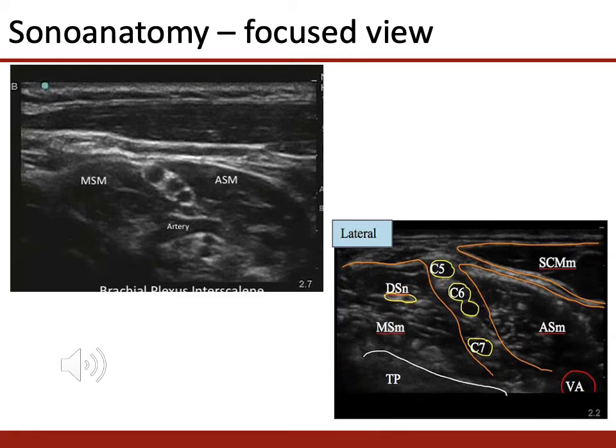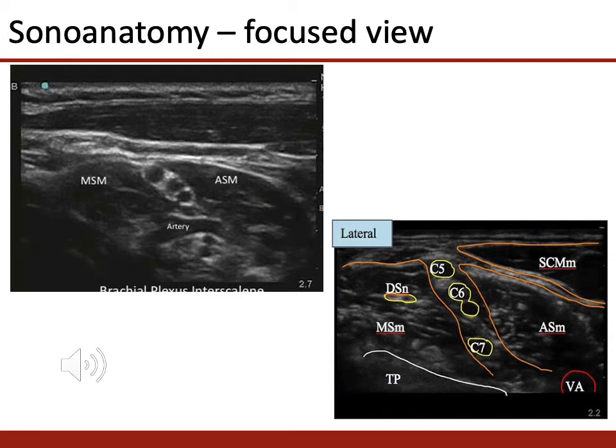So here we can take a more focused view to look at the anatomy at the interscalene level. So this is a very typical sonoanatomy image at the interscalene level. We can see the brachial plexus sandwiched between the anterior and middle scalene muscles. We can see that C5 is the most superficial structure and C6 is bifid. We can see a sheath that's surrounding both of those, which we will need to penetrate for an adequate block.